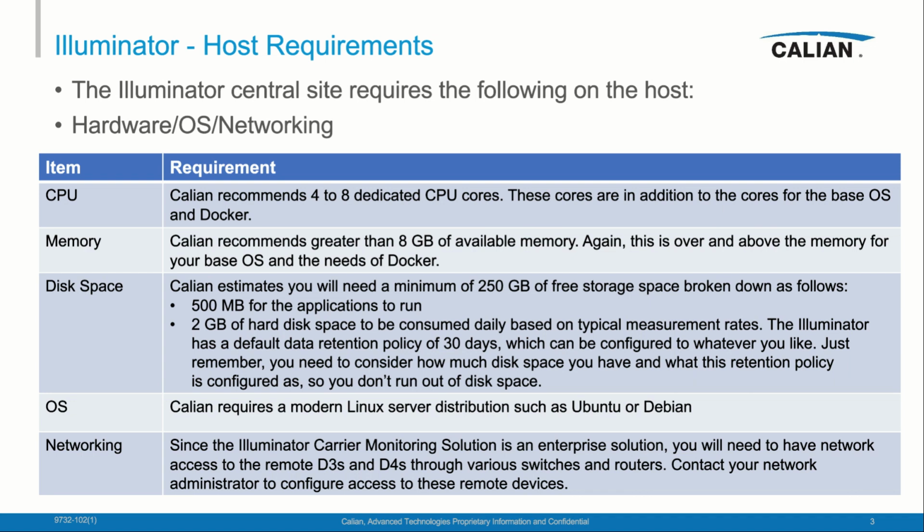Calian recommends about 4 to 8 dedicated CPU cores. 4 should be sufficient. The more the better. The cores are in addition to the cores used for the base OS and Docker.